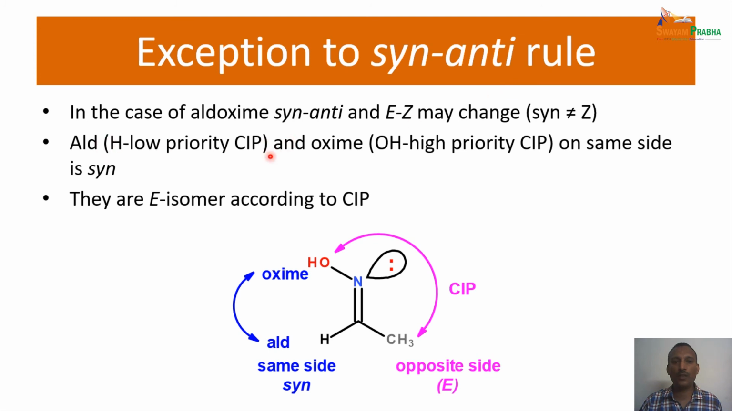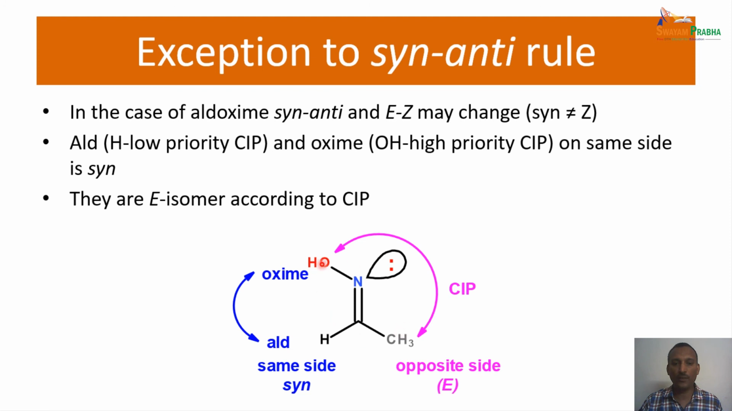The most important one is the aldoximes. So in the case of aldoximes, basically the syn-anti and the E-Z rules actually change. The reason why this is the case is because aldoximes and ketoximes are general names which were used in olden days. So in that time, what people were referring to is whether the aldehydic hydrogen and the oxime hydroxyl group are on the same side or on the opposite side. So based on that, they used to give whether it is a syn aldoxime or anti aldoxime.